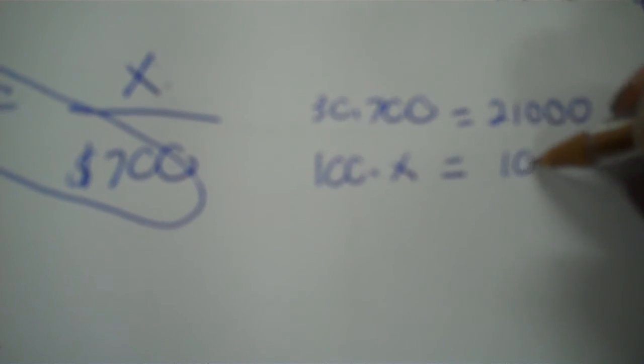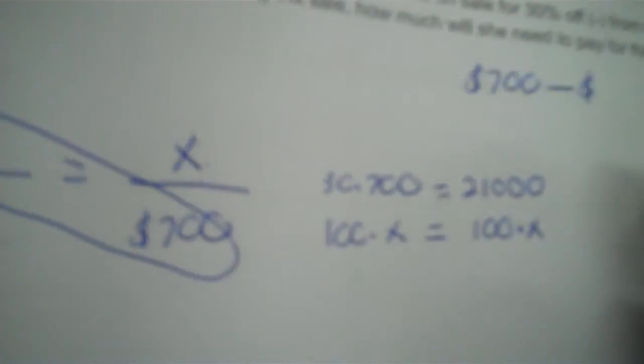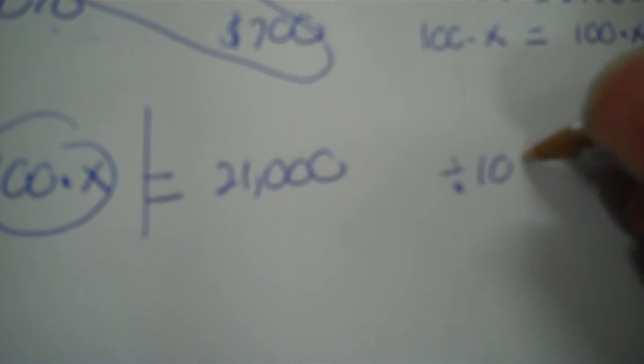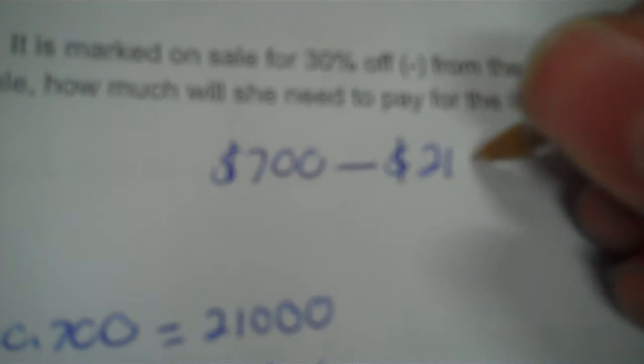And I don't know X, so I just keep it as 100 times X. So I put the 100 times X on this side. That's where my variable I want. Then I put 21,000 on this side. So there's just one thing we have to do. It's divide by 100. So 21,000 divided by 100 is 210. Now you bring that up here, and that's how much money you get to subtract. So 700 minus 210 is 490.